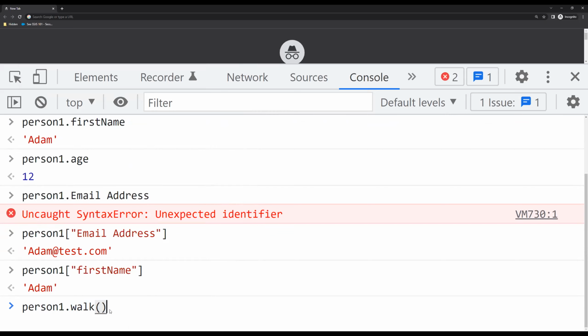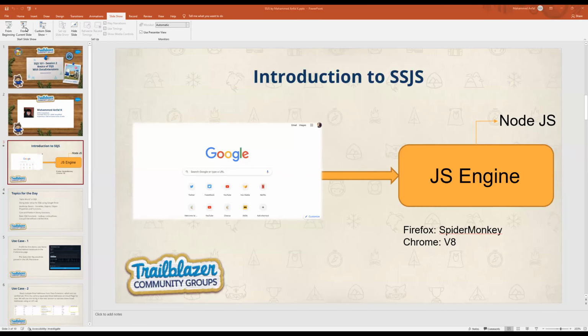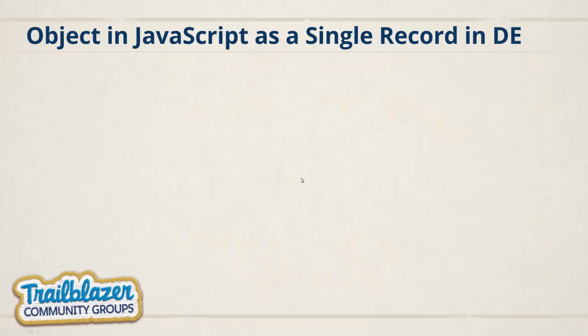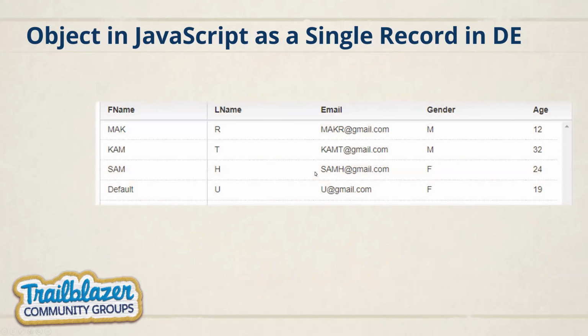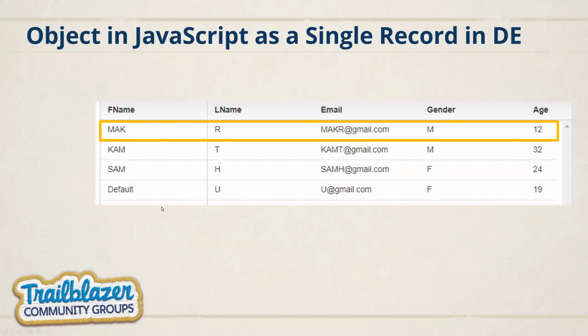And this is all that we would need from JavaScript in this session. With this covered, let me share a last slide from my deck. So an object in JavaScript is like a single record in a data extension. Let me quickly show you a data extension. So this is a normal data extension, right? If you observe the single first record, this very much looks like the object which we discussed just now. So we can consider this as a person object.